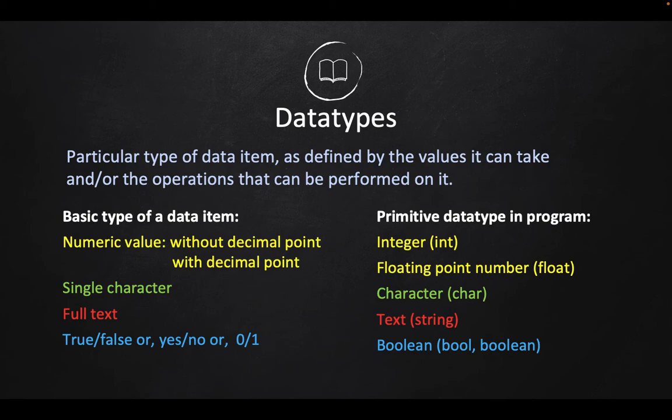Other than numeric value, it can be a single character, it can be a full text or a string, or it can be just a true false or yes no or 0 1, in which case it is called a Boolean data type.